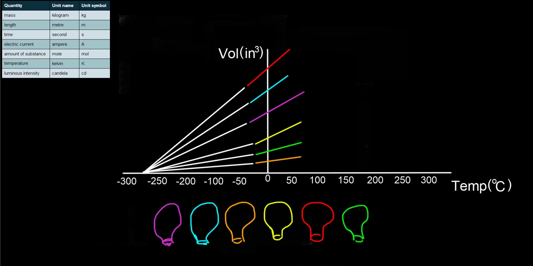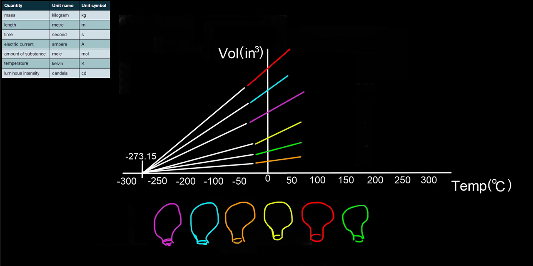But anyway, so they all converge at a point, and amazingly, this point is on the x-axis, which corresponds to zero volume. There's no such thing as a negative volume, so zero volume just means that there's absolutely no atom movement whatsoever. So it stands to reason that there's no such thing as a temperature reading below this point as well. This point on the x-axis corresponds to a temperature of negative 273.15 degrees Celsius. So there you go.